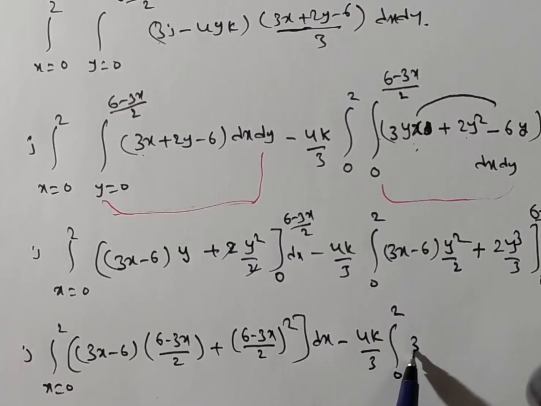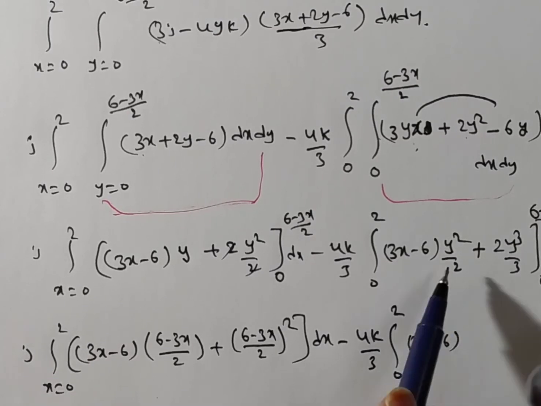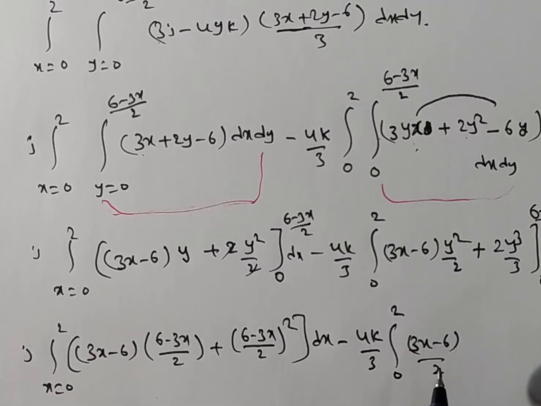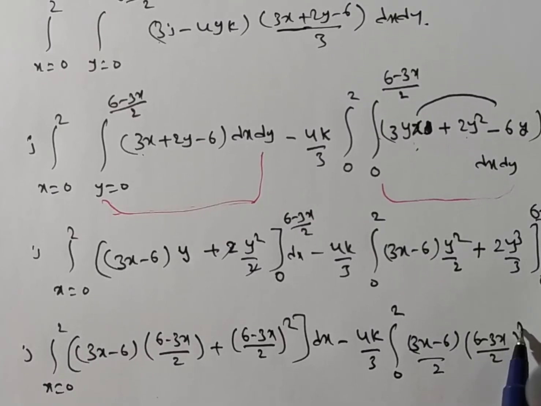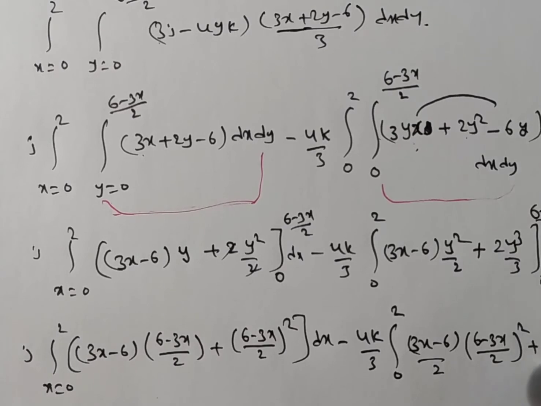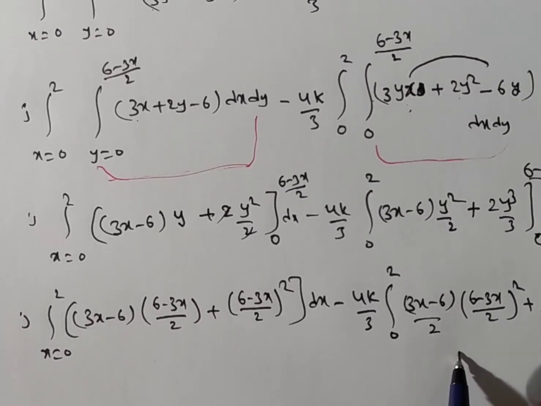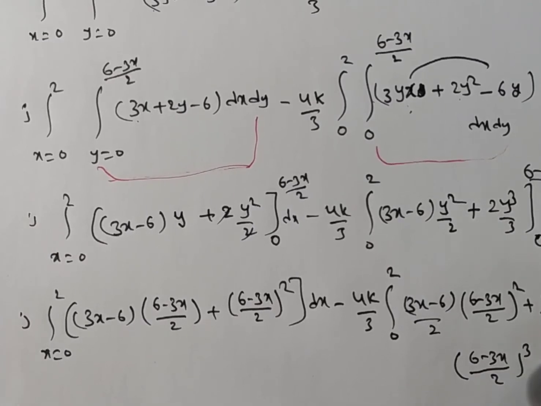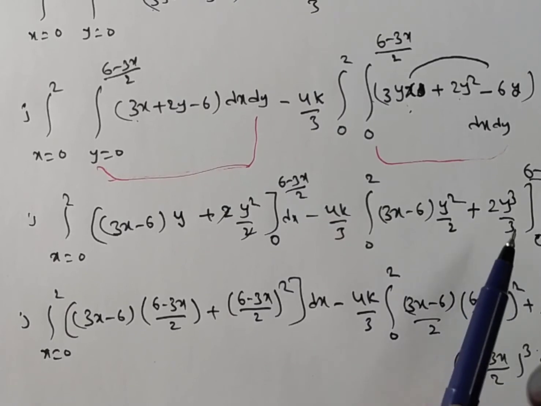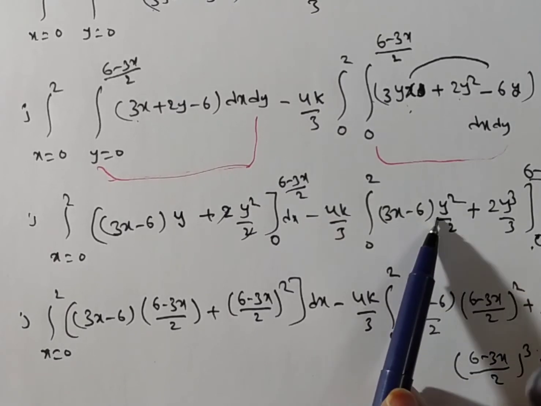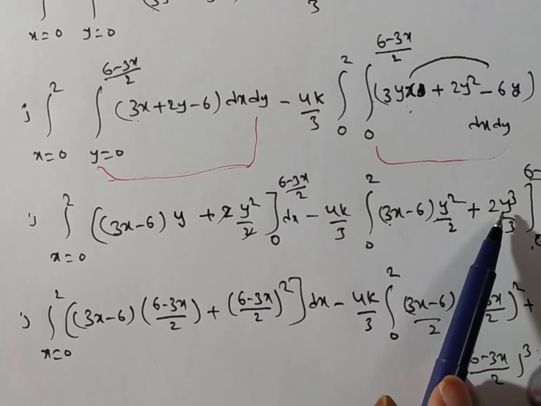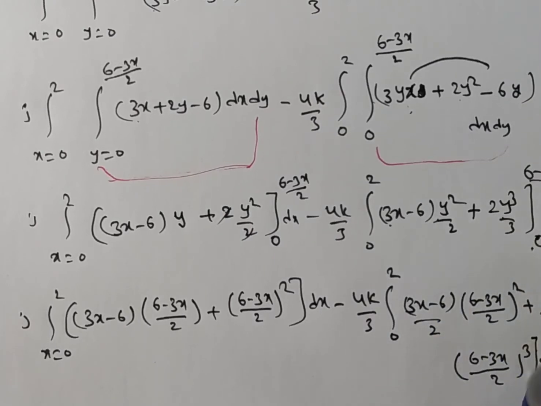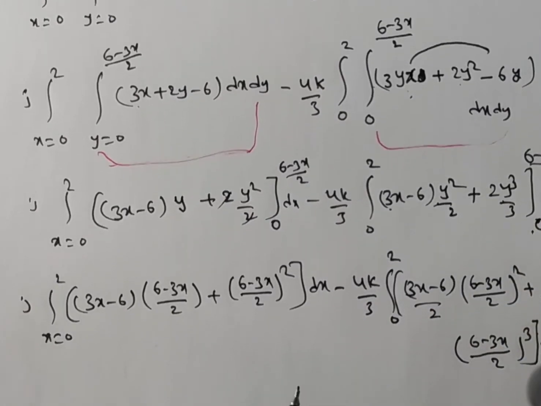Now 3x minus 6 times y square by 2, where y square is nothing but (6 minus 3x)/2 whole square, plus 2 by 3 times the bracket cube. What is the bracket here? (6 minus 3x)/2 whole cube into dx. The upper limit is over. For the lower limit, if I substitute, 0 into this term is 0, and 0 cube is nothing but 0. So into dx. Yes or no? Now you simplify this.